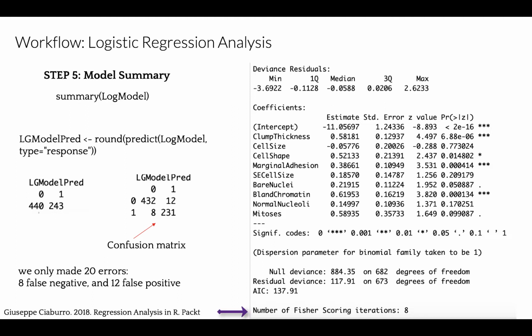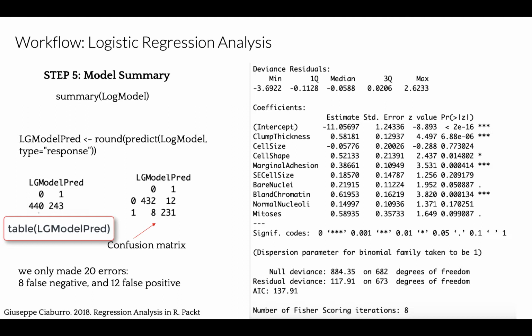And finally, the number of Fisher scoring iterations is returned, and Fisher scoring is a derivative of Newton's method for solving the maximum likelihood problem numerically. For our model, we see that the Fisher scoring algorithm needed 6 iterations to perform the fit. We can use the model to make predictions. To do that, we will use the predict function. In this line of code, we apply the predict function to the previously built logistic regression model, passing the entire set of data. The results are rounded off using the round function, and now we can count the cases, 440 for 0 and 243 for 1.